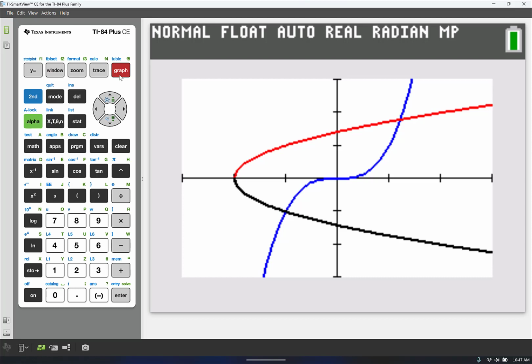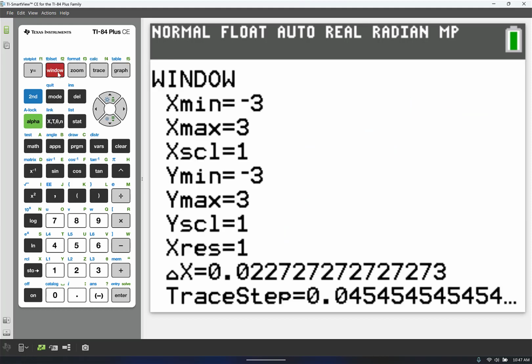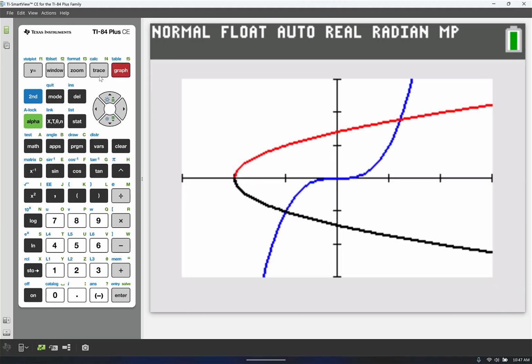Negative 3 to 3, negative 3 to 3. X min, X max, negative 3. It looks like this, guys. I'm pretty sure. Is that a -1? Yeah, -1 cubed. Yep, it is. I'm pretty sure this is -1 down here, guys. But make sure of it.